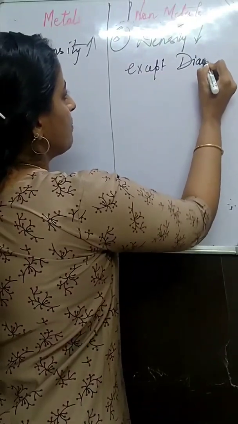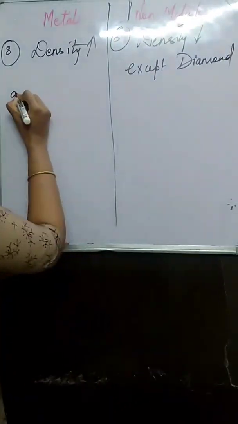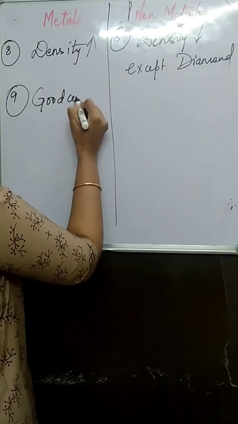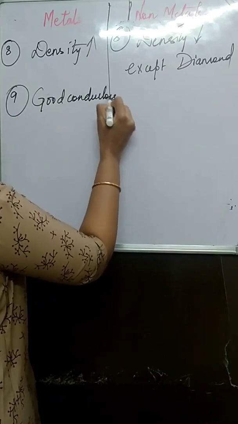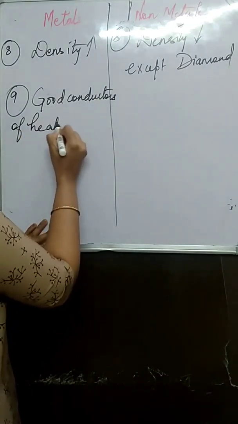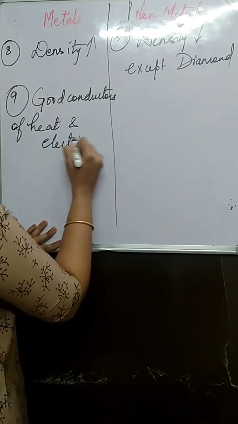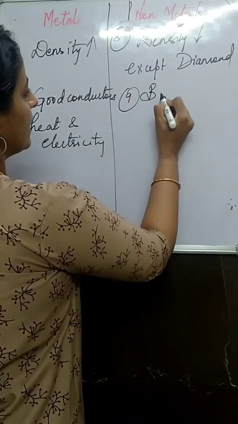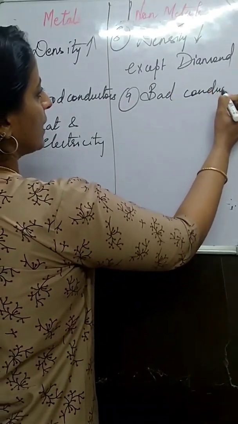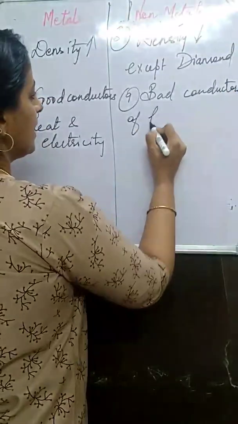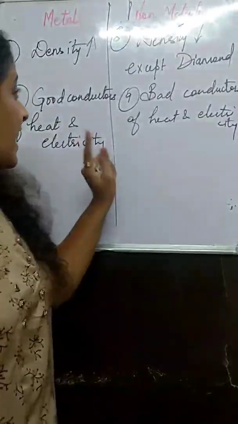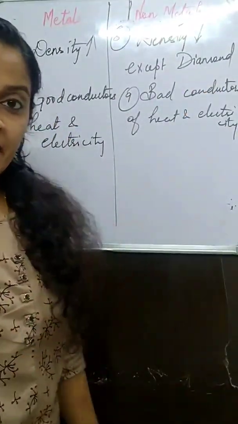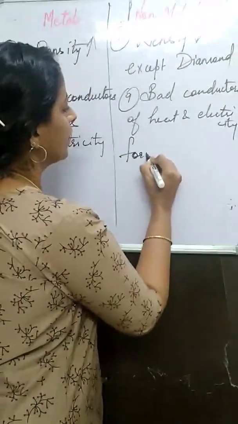except diamond. Then the next most important point of distinction is that metals are good conductors of heat and electricity, whereas non-metals are bad conductors of heat and electricity. An exception for non-metals being bad conductors of heat and electricity is the forms of carbon.